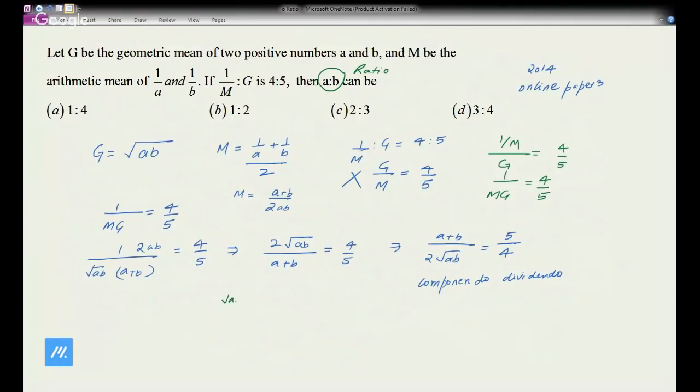So if you apply componendo dividendo, this will be square here, root a minus root b can be written like this, or this will be 9 by 1, right? So what you could easily do now is root a plus root b by root a minus root b is equal to 3 is to 1. Okay, can I leave this, guys? Can you solve this?